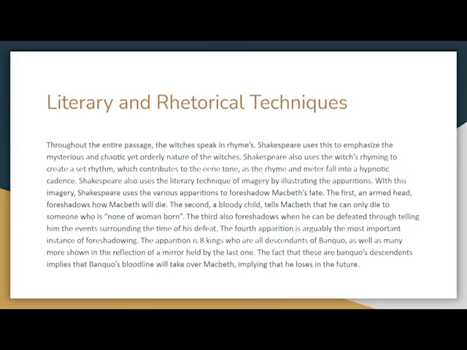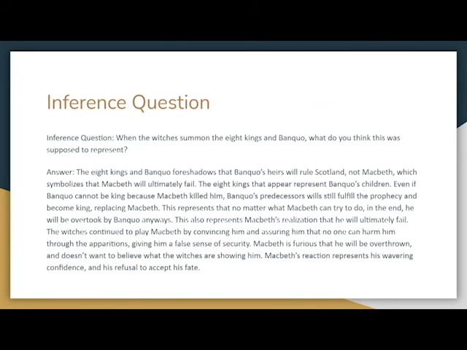With this imagery, Shakespeare uses the various apparitions to foreshadow Macbeth's fate. The first, an armed head, foreshadows how Macbeth will die. The second, a bloody child, tells Macbeth that he can only die to someone who is none of woman born. The third also foreshadows when he can be defeated through telling him the events surrounding the time of his death. The fourth apparition is arguably the most important instance of foreshadowing. The apparition is 8 kings who are all descendants of Banquo, as well as many more shown in the reflection of a mirror held by the last one. The fact that these are Banquo's descendants implies that Banquo's bloodline will take over Macbeth, implying that he loses in the short future.